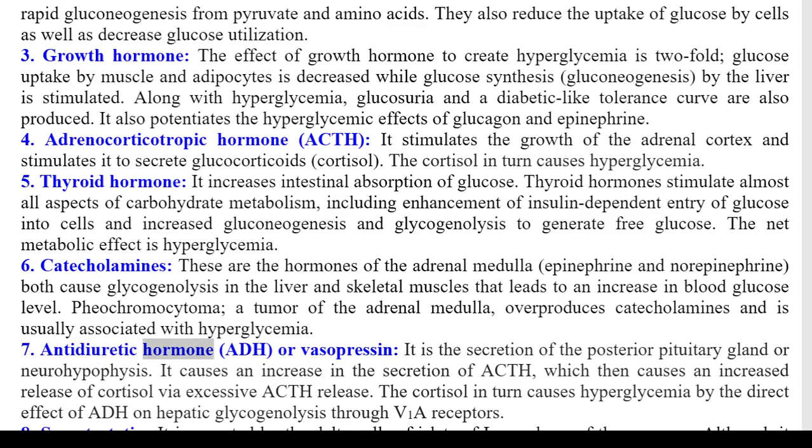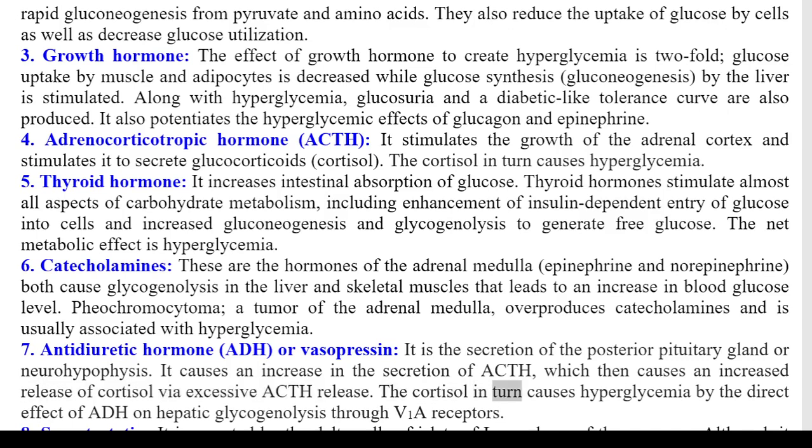7. Antidiuretic hormone, ADH, or vasopressin. It is the secretion of the posterior pituitary gland or neurohypophysis. It causes an increase in the secretion of ACTH, which then causes an increased release of cortisol via excessive ACTH release.